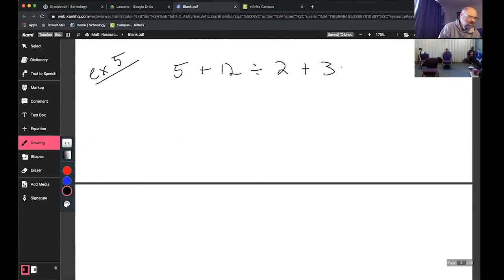Plus 3 times 4 minus 2 parenthesis 5 minus... oops, let me move my window here. Minus 2. Okay, so do that problem. Let's see what you get.